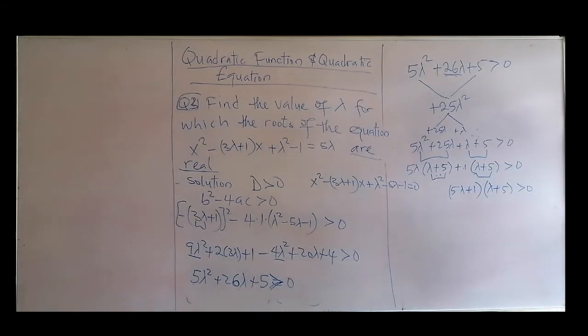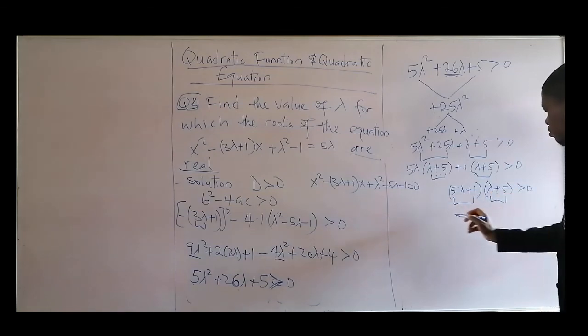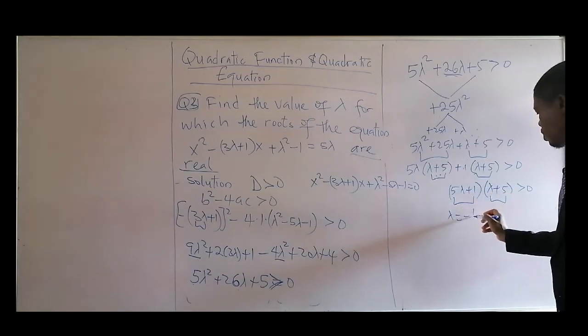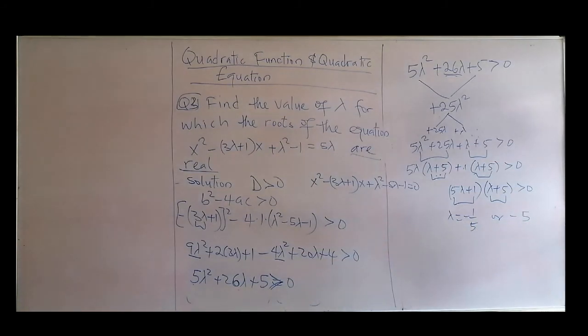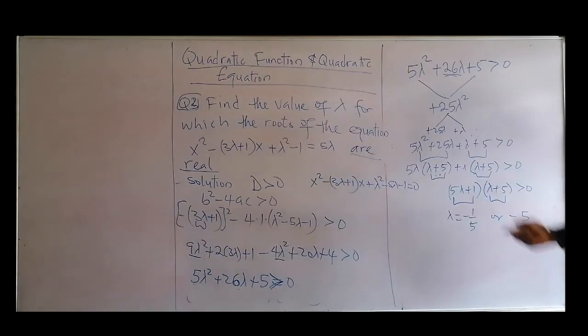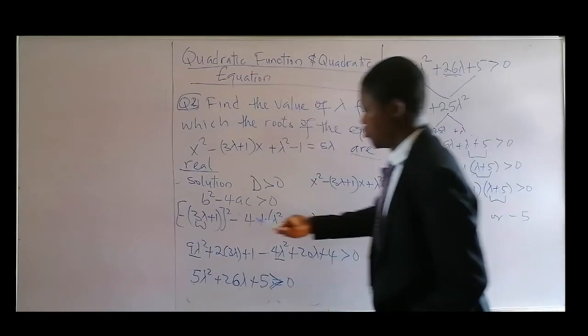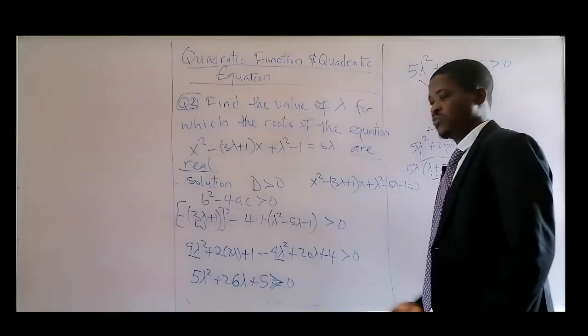So that's that. And lambda will be, this is equal to 0, this is equal to 0. So lambda is equal to minus 1 over 5 or minus 5. So that's that on lambda. You can also use a calculator, just that you may probably miss 1 mark. So that's that on this question. It's very simple. The only thing you just do is to do the correct expansion here and do the arrangement.